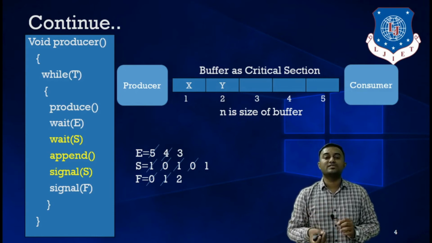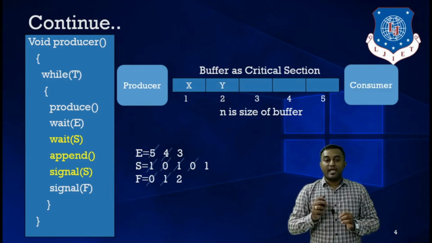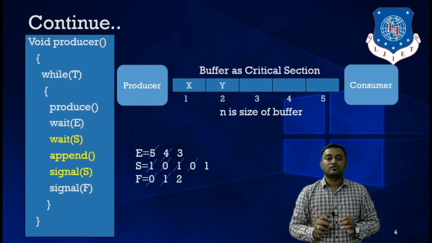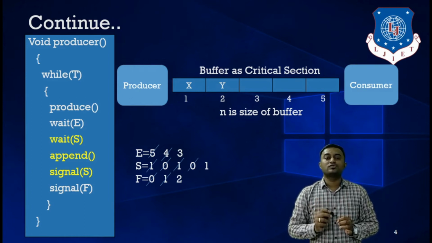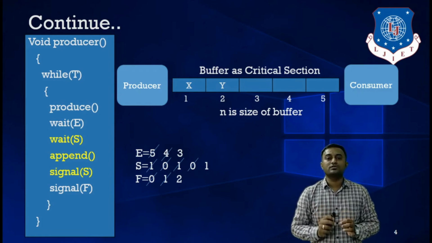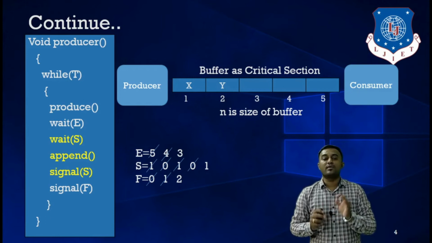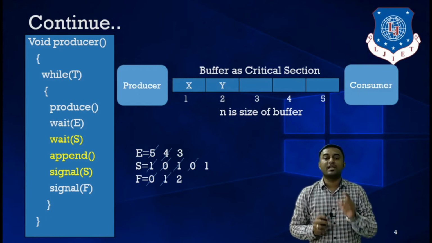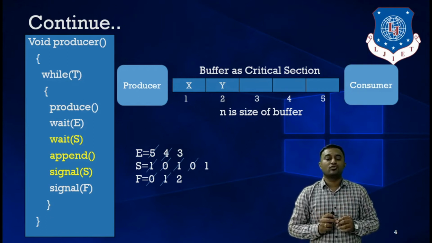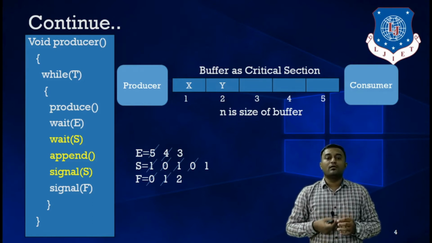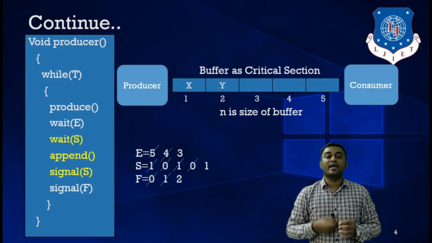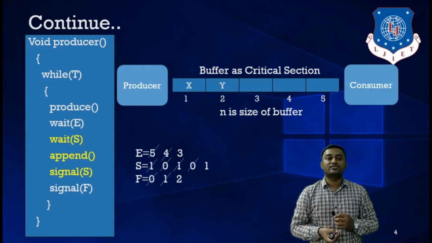And then finally, signal of F. Signal of F means what? F is for the full slots. Initially the full slot value was 0. Now it will be incremented by 1, because we have inserted one element in the array. So now the F value is 1. Now another value needs to be added by the producer, so again this set of code will be executed.